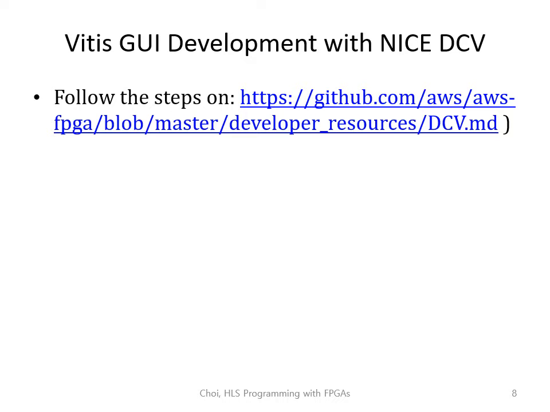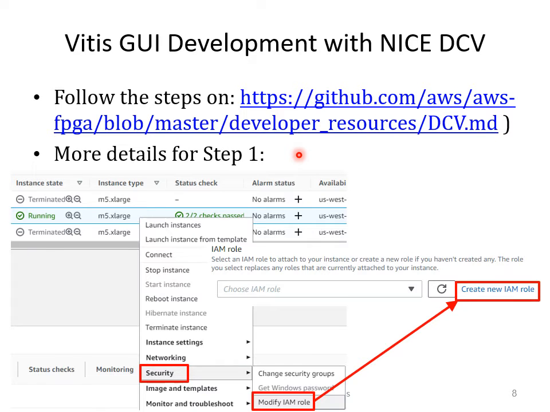To install NICE DCV, please follow the steps on this website. It's pretty easy to follow. Let me just go over a few steps that might be a little complicated. In step 1, you need to set the IAM role and policy. To do this, please right-click on your instance, go to Security, and click on Modify IAM role.